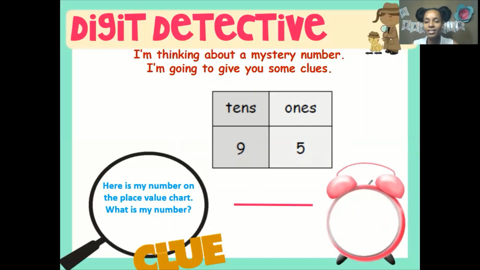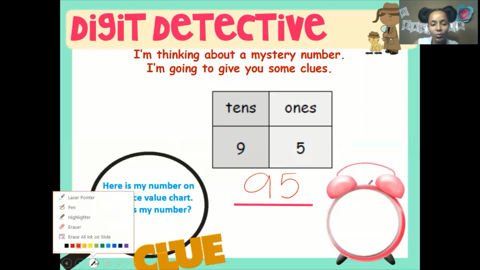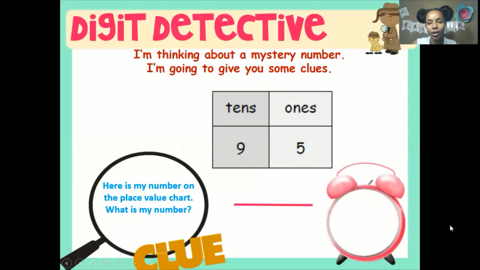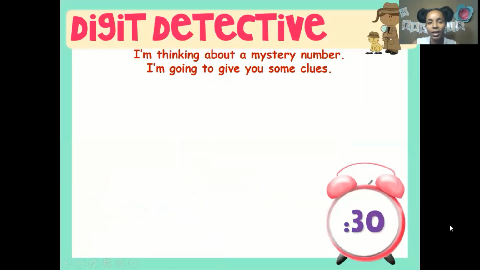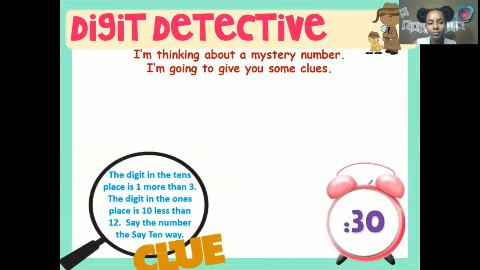All right, friends, time is up. What is my number? Shout it out. You got it, 95. This one was easy peasy lemon squeezy. Give yourself 10 brag bucks if you got it right, or take away 10 brag bucks if you got it wrong. Here's my next clue. Ooh, this one is tricky, so listen carefully.